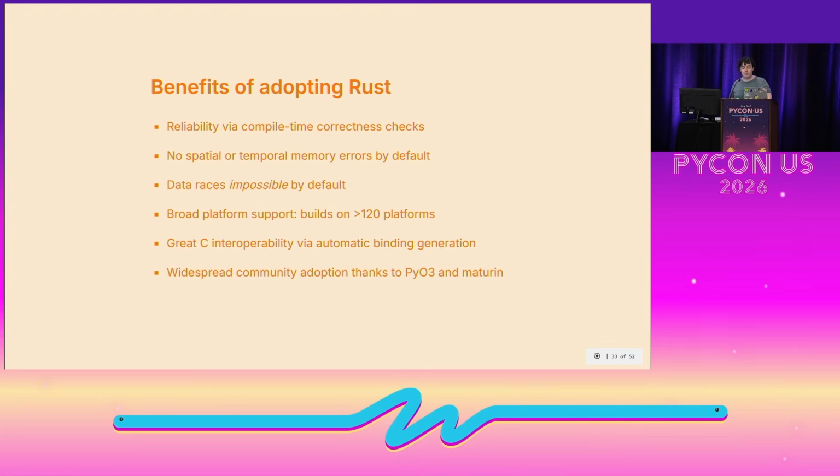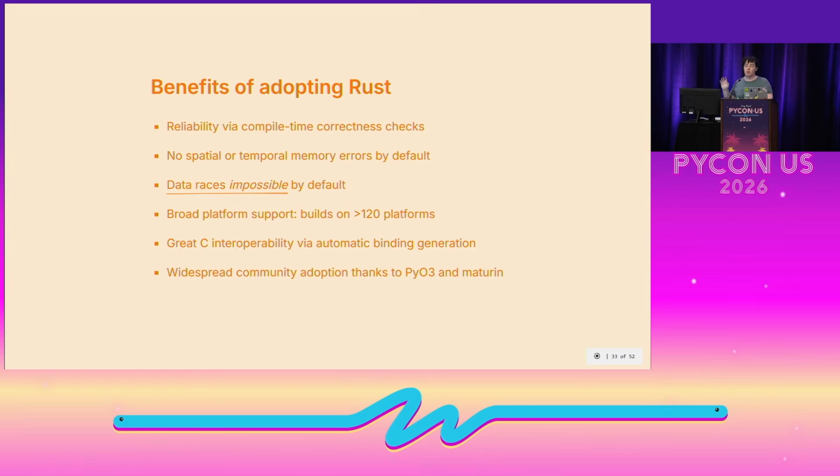And there's pretty broad platform support. Rust builds on over 120 platforms because they also support embedded platforms. And there's also really good C interoperability. You can define Rust functions that have a C ABI, and there are tools to automatically generate bindings to a C interface. And there's also really widespread community adoption of Rust. PyO3 is very popular, and a lot of popular projects like Pydantic and many others already use Rust.